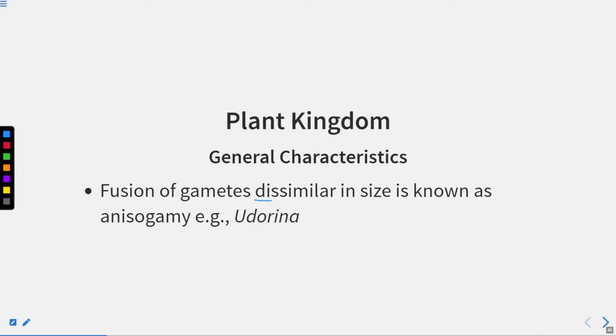Fusion of gametes dissimilar in size, morphologically dissimilar. So one is smaller and one is larger. So morphologically they are dissimilar, or sometimes they are morphologically similar but physiologically they are dissimilar. So this is called anisogamy. An example is Eudorina.